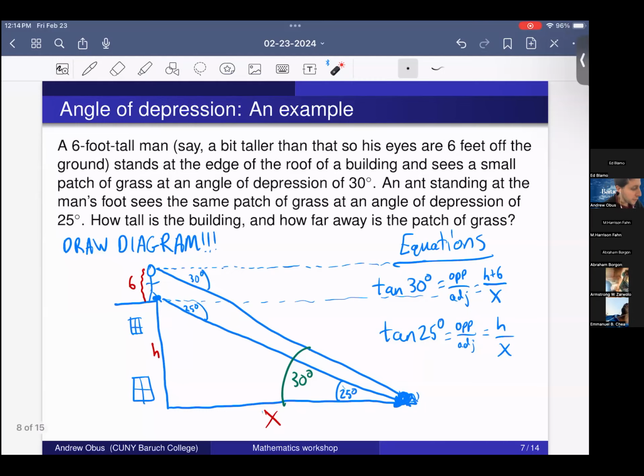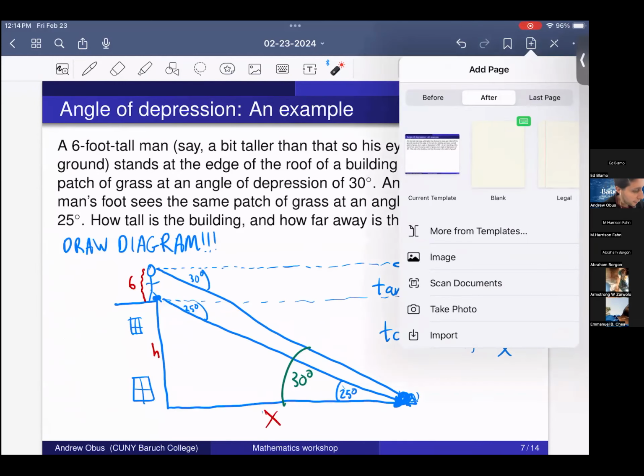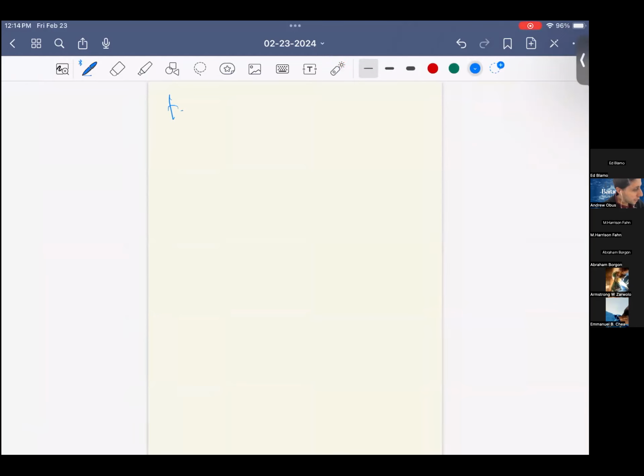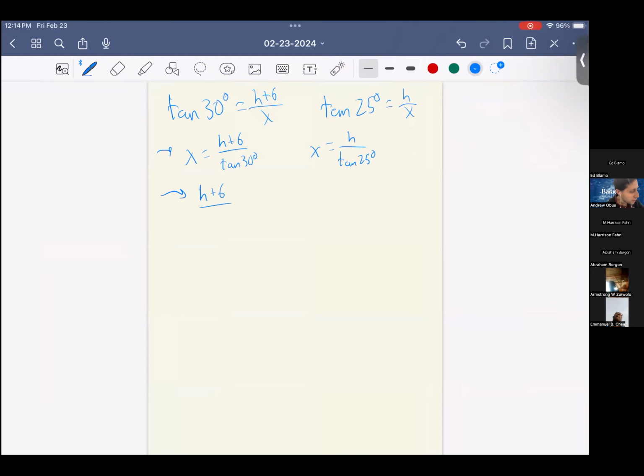Okay, so let's just solve this. I'll rewrite the equations here. Tangent of 30 degrees equals h plus 6 over x, and tangent of 25 degrees equals h over x. I'll go through this quickly because this isn't really the interesting trigonometry. So x is equal to h plus 6 over tangent of 30 degrees, and x is equal to h over tangent of 25 degrees. Now we can equate them to each other, so h plus 6 over tangent of 30 degrees equals h over tangent of 25 degrees.